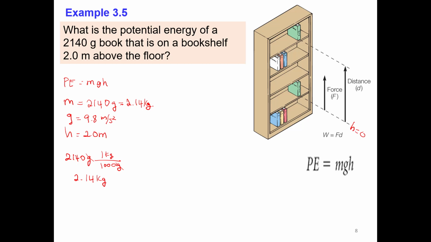And now what we have to do is just calculate the potential energy. The potential energy equals mass, 2.14 kilograms, times g, 9.8 meters per second squared, times the height, which is 2.0 meters. If we multiply these numbers together, we will get 41.